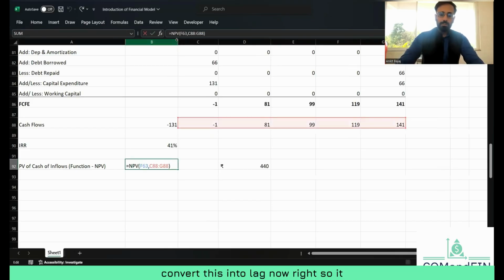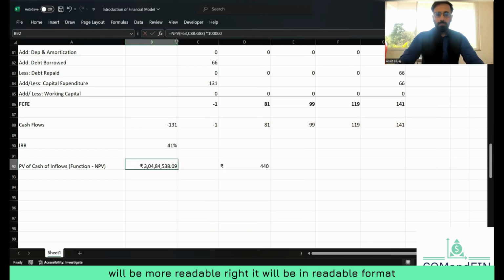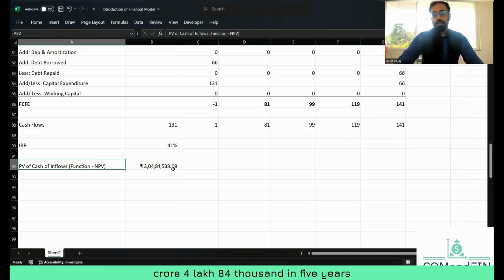What I will do, I will convert this into lakh now, so it will be more readable. It will be in readable format. So how much cash inflow will you generate from the business? You will generate cash inflow of 3 crore 4 lakh 84,000 in 5 years.